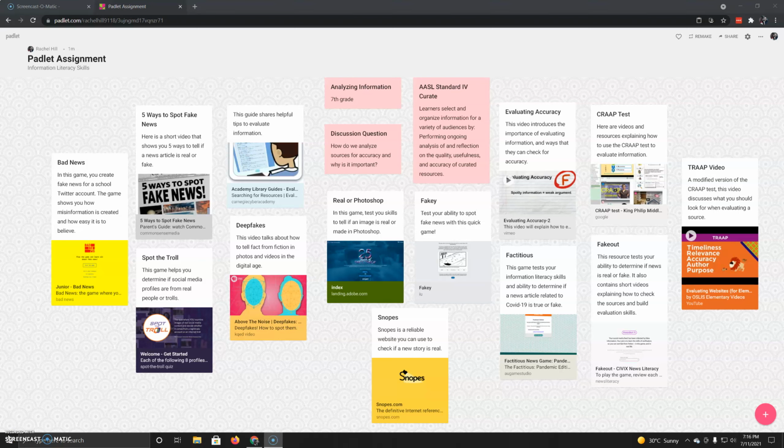This topic is related to the AASL Curate standard, which states that learners must perform ongoing analysis of and reflection on the quality, usefulness, and accuracy of curated resources. To get started, let's look at our discussion question. How do we analyze sources for accuracy, and why is it important? If you're with a friend or in a group, take a minute to talk about this amongst yourselves.